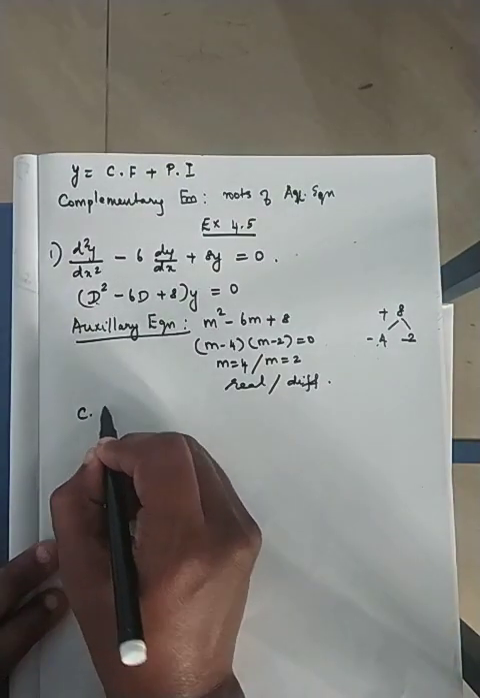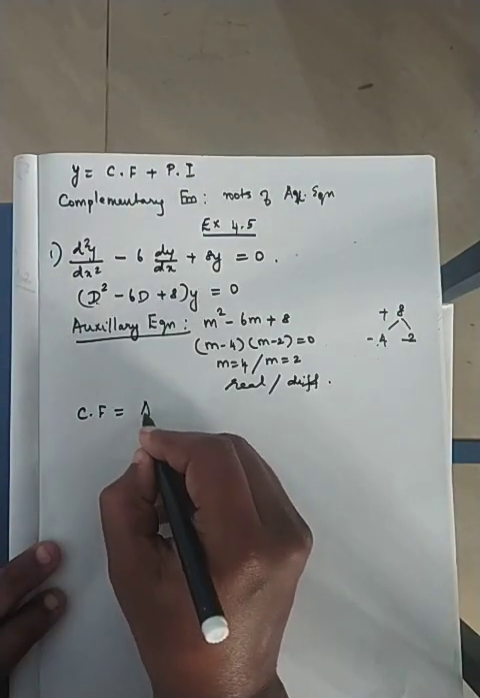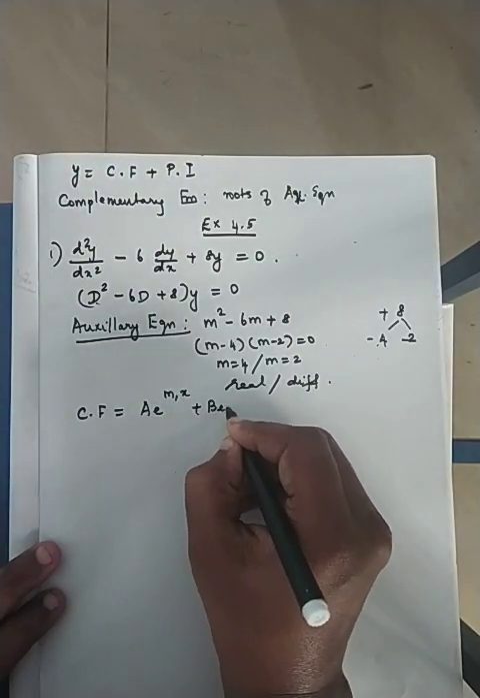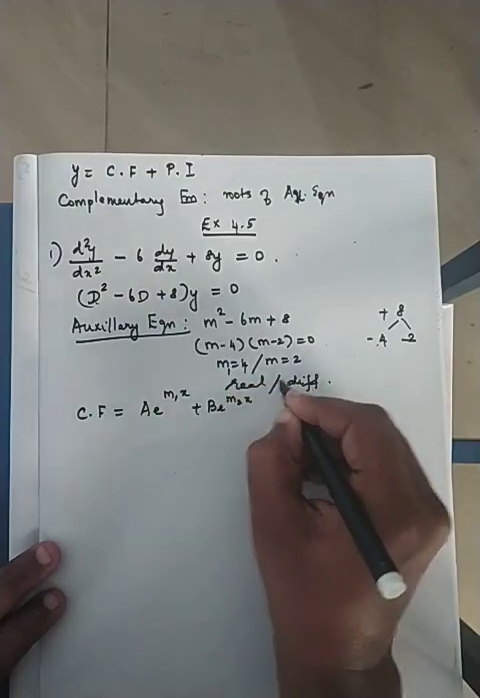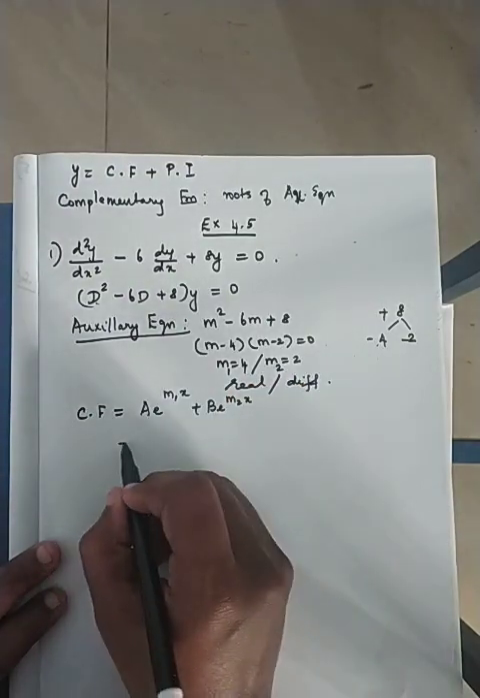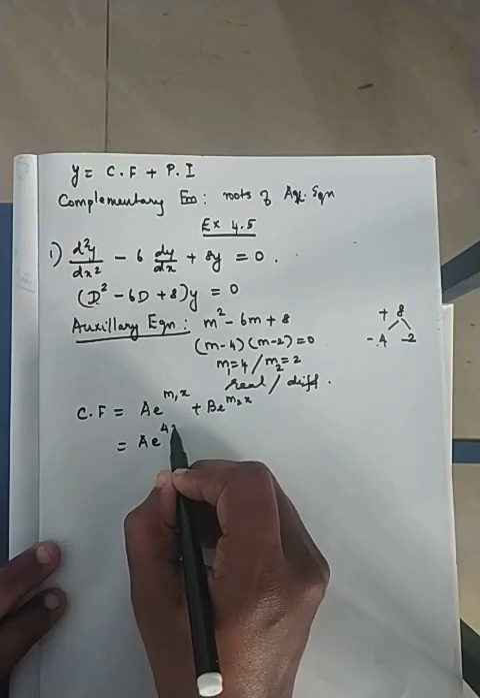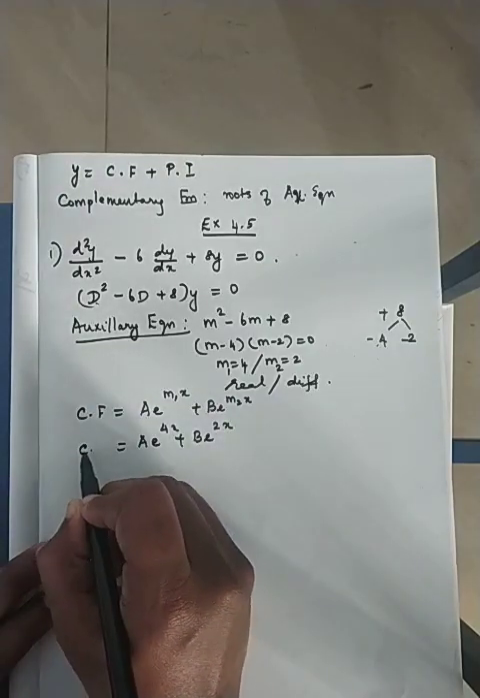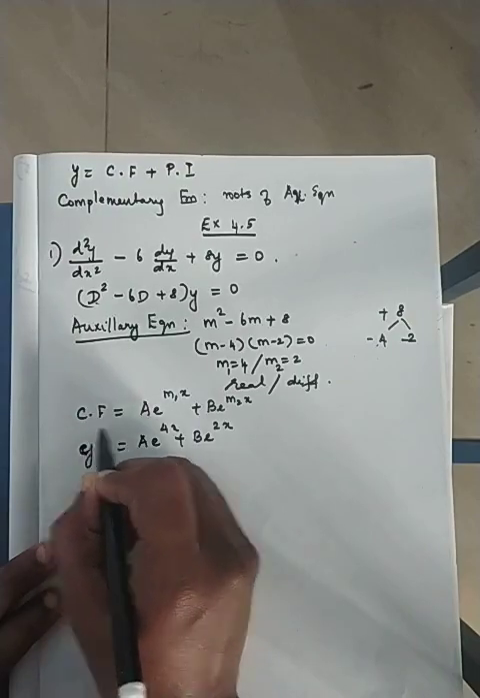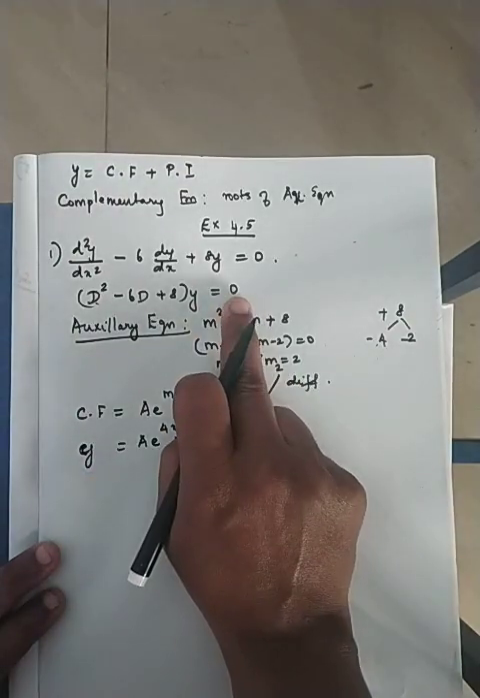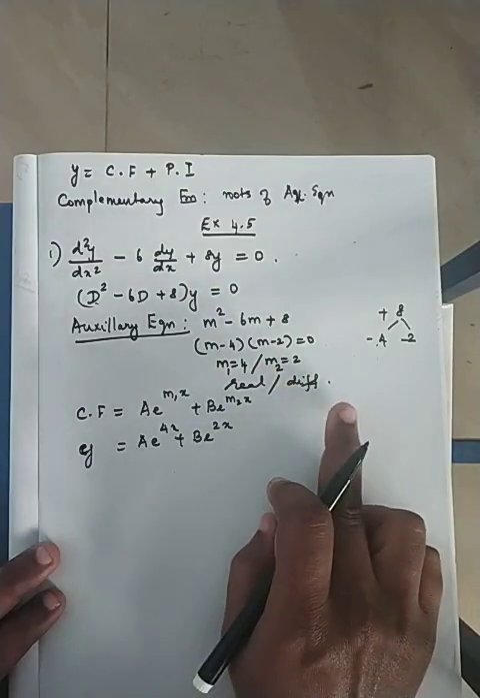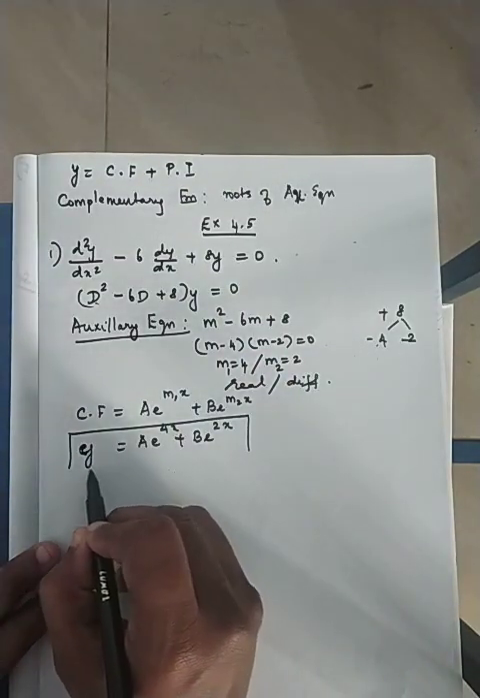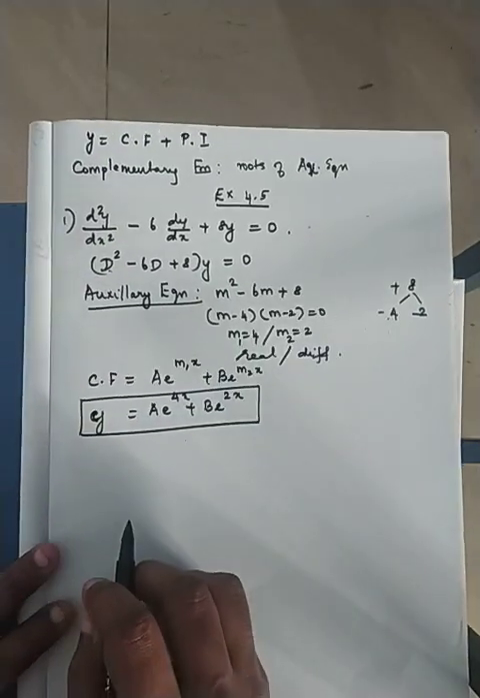So my complementary function will become a into e power m1x plus b into e power m2x. Now I can put this as m1 and this as m2. I will replace this: a into e power 4x plus b into e power 2x. This is my answer. Because I don't have my particular integral part, which is equal to 0, I will not have my integral portion at all. So my final solution y is equal to only my complementary function.